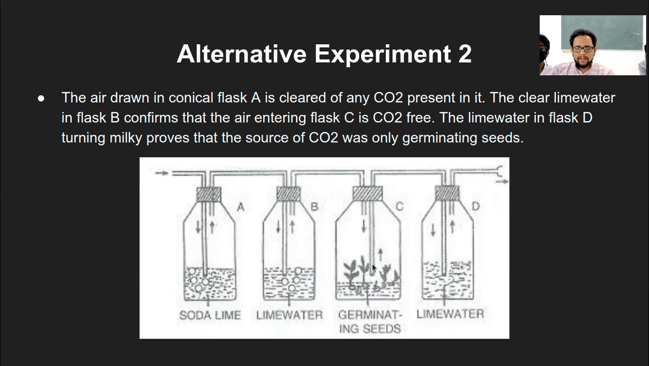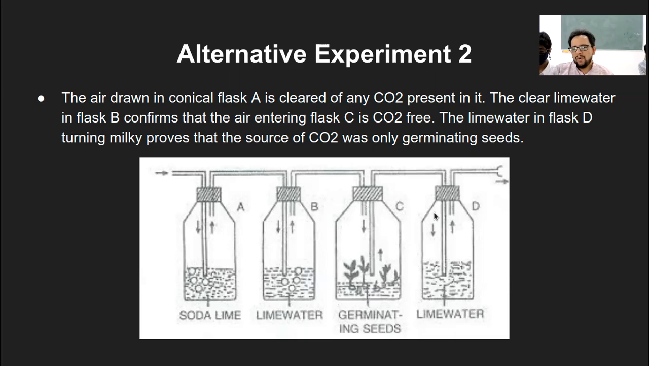So there the germinating seeds will take up the oxygen, they will grow and release carbon dioxide. Now incoming air had no carbon dioxide, but the outgoing air will have carbon dioxide. So when this air is passed through the flask which contains lime water, it will turn turbid because the carbon dioxide is coming. If the seeds were not able to respire, or if there was no carbon dioxide generation in flask D, ideally there shouldn't have been any turbidity.